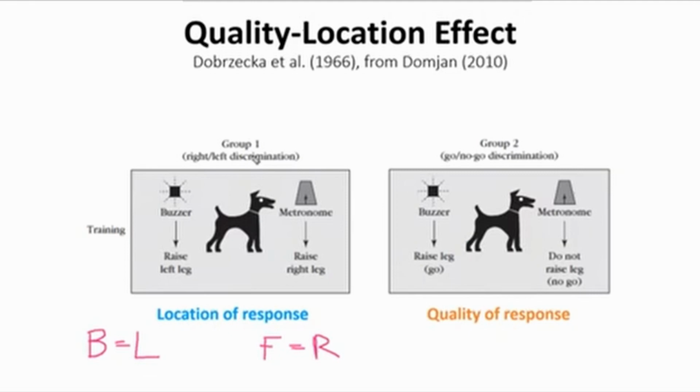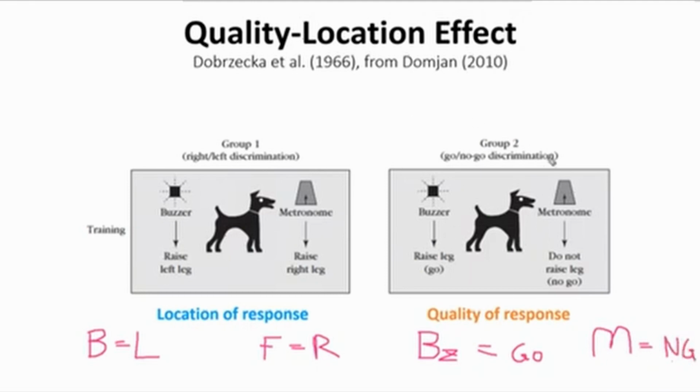So the location of response matters for a left-right discrimination. But this isn't always the case. For our go-no-go group, they cared about the quality of the response. So if they heard the buzzer, which is another B, so let's put a Z there, no matter where that buzzer is, whether it's in front of them or behind them, they're going to go. And if they hear the metronome, whether it's in front of or behind them, they're going to no-go.